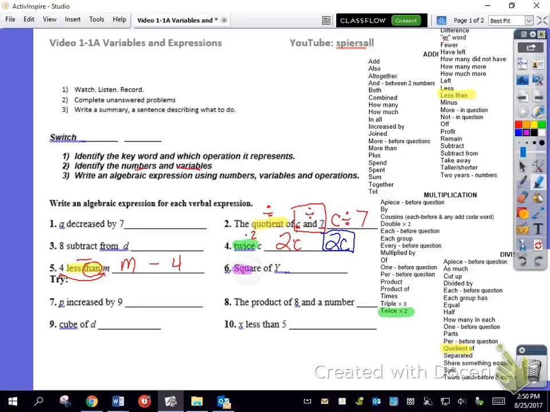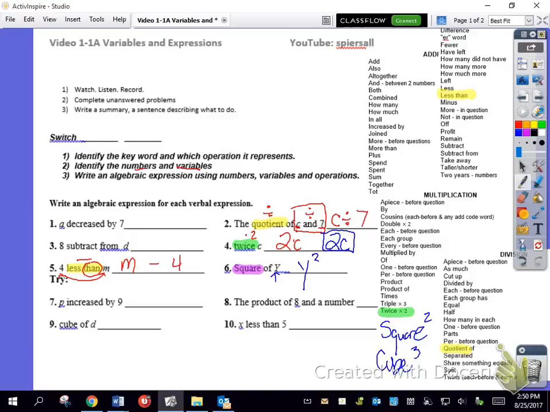So square, look for that on your list. And squaring means to the second power. I do not have that on here, so that is something that we will need to add. Square means to put to the second power. Cube means to put to the third power. So I'm going to square it. So I take my variable, y, and I put it to the second power.